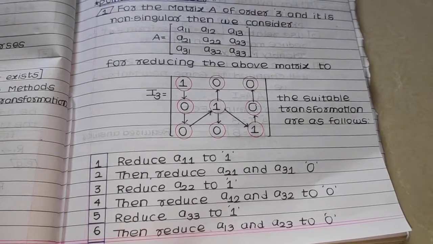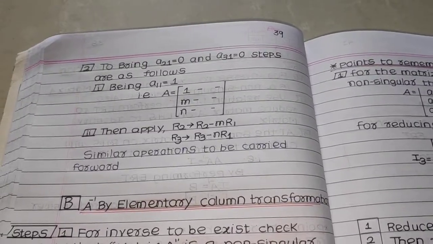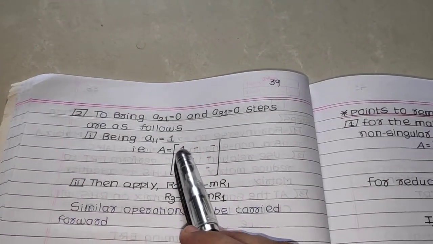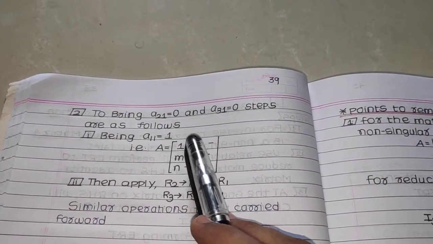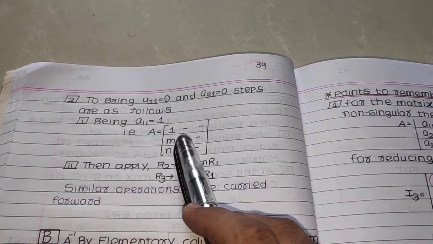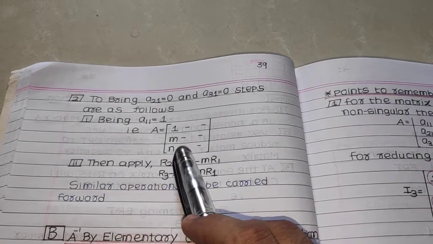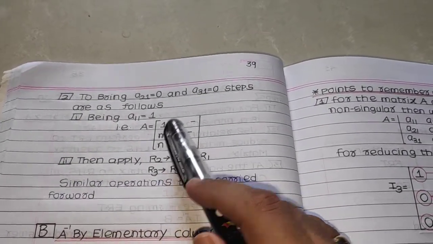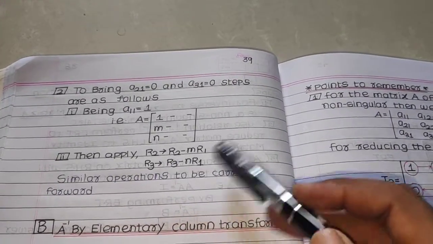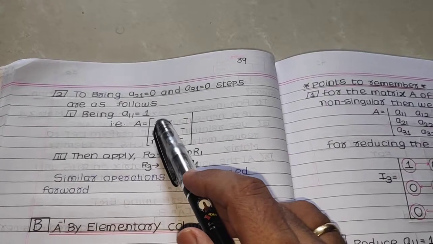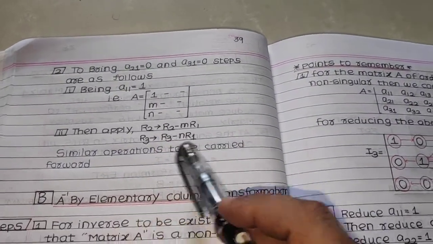Now let's go to the next part. To bring a21 to 0 and a31 to 0, the steps are as follows. First you bring a11 equal to 1, and with respect to 1 you try to get elements here as m and n. Whatever these m and n elements are, you can make them 0 very easily, provided 1 is present in the first position. Then we can apply a fixed operation, provided my position a11 equals 1. Similar operations are to be carried forward.